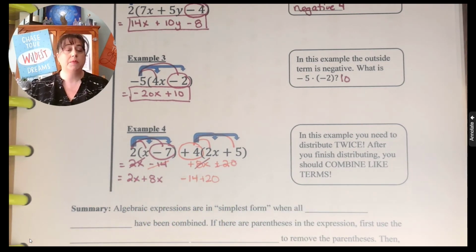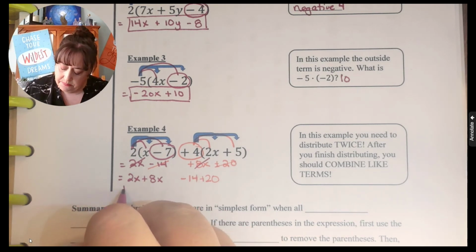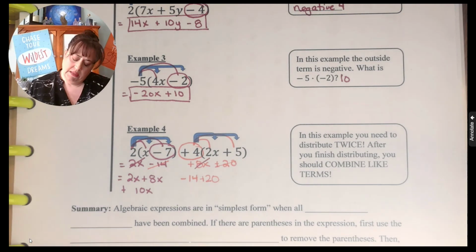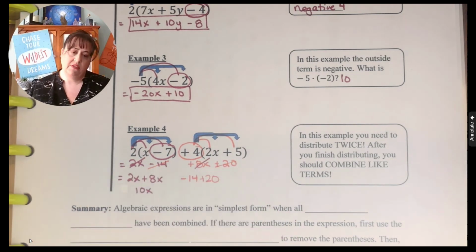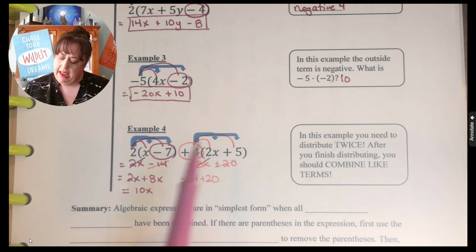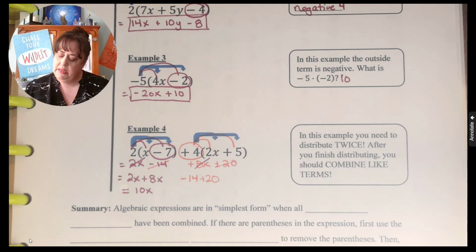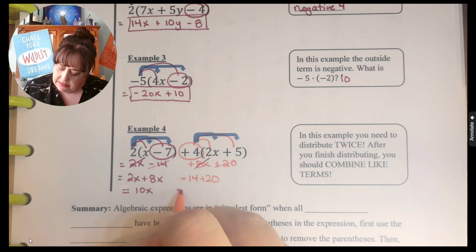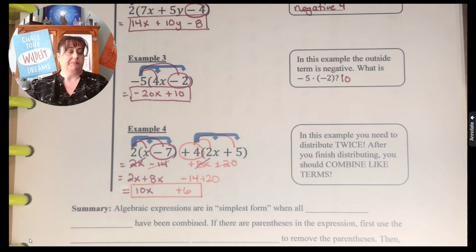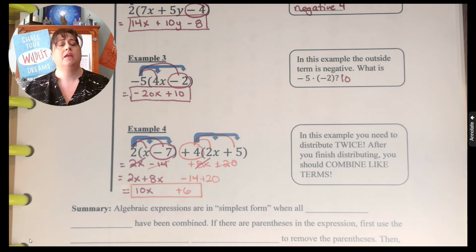So 2x plus 8x is a 10x. It is positive. We usually don't write the positive on our very first term, so I'm just going to get rid of that. Put an equal sign instead. And negative 14 plus 20 is a positive 6. And I'm done, because those are not like terms. And that's it. So the distributive property is just another layer in simplifying your algebraic expressions.